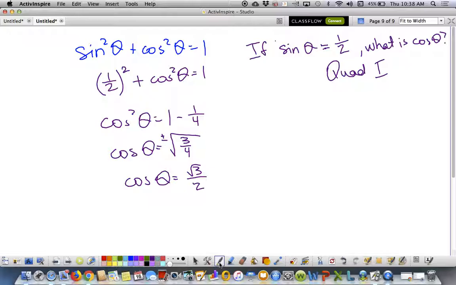Okay? Using an identity, the only one that I'm going to ask that you know is sine squared plus cosine squared equals 1. We'll deal with the other ones another day. All right.